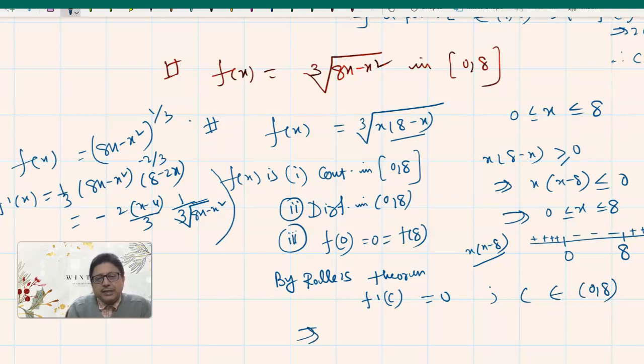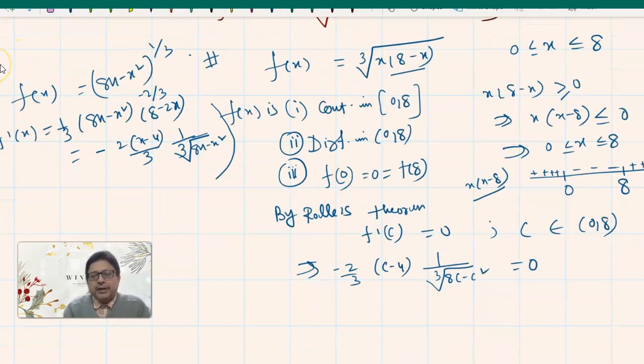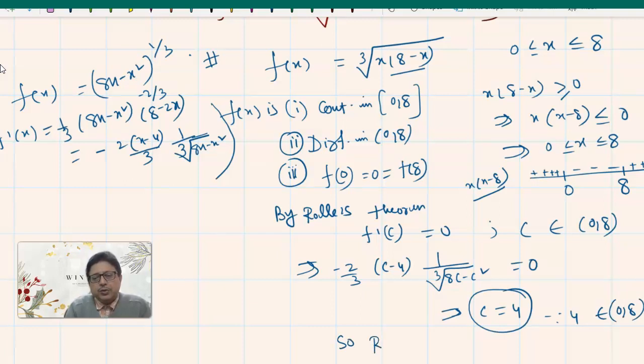So this implies that you check the derivative here: minus 2 by 3, (c minus 4), 1 by the cube root term, equal to 0. This thing cannot be equal to 0, so the numerator equals 0. c equals 4. Since 4 belongs to (0, 8), Rolle's theorem is applicable in (0, 8).